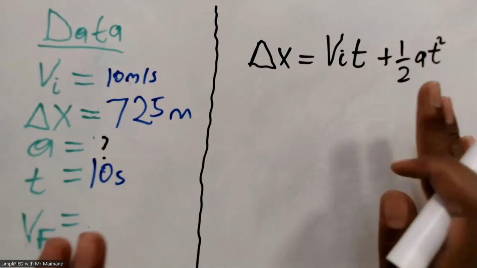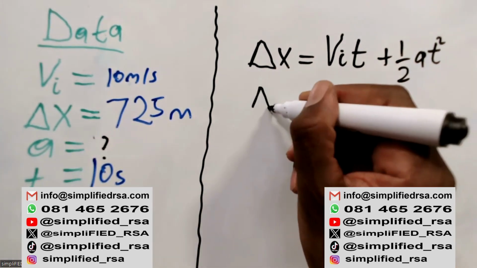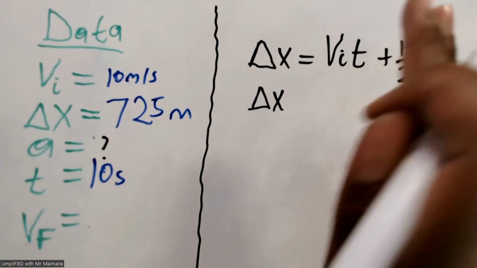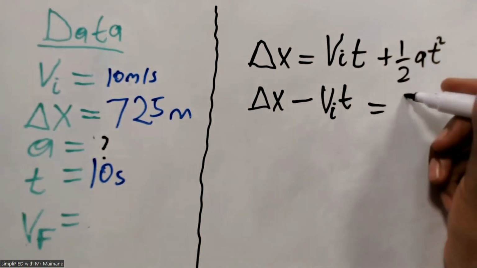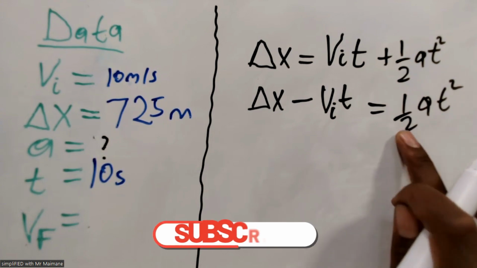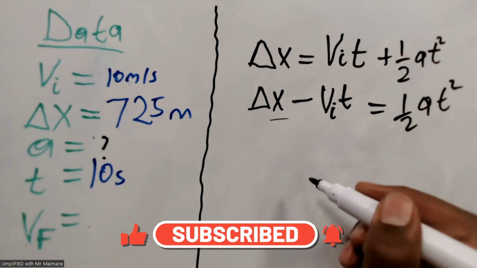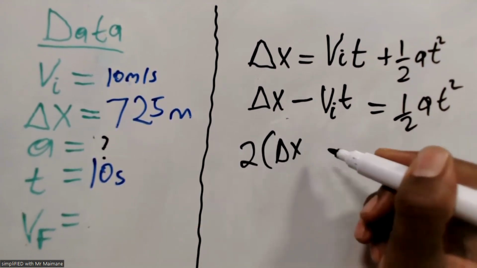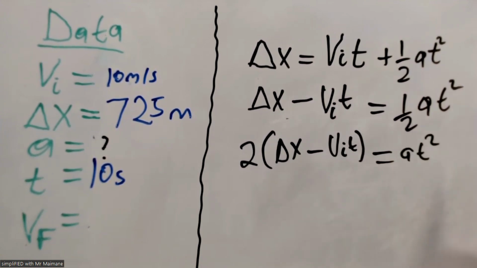To make A subject of the formula, I'm going to put everything that is not involving A to the other side. So here I will have change in X. When I take initial velocity multiplied by T to the other side, I'll get minus ViT, equals 1 over 2 AT squared. Here I have 1 over 2 AT squared, meaning I can cross multiply because everything is over 1, right? If I cross multiply, I'll have 2 into change in X minus ViT is equal to AT squared.